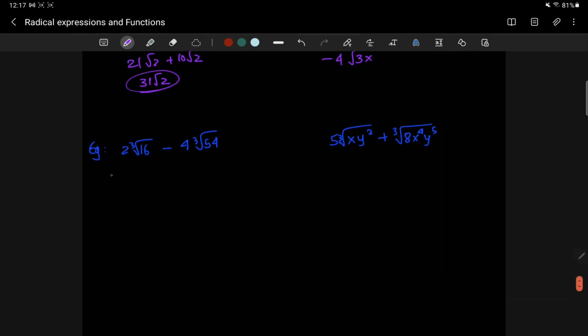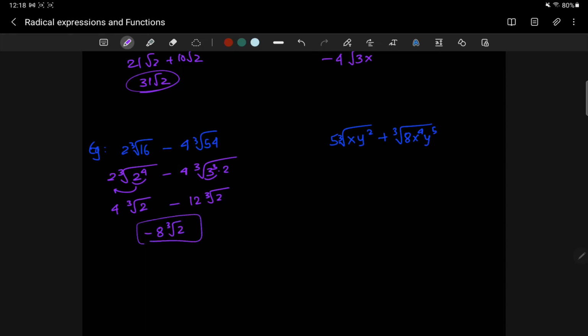Now here we have 2 cube root of 16, and 16 is 2 to the power 4. Cube root of 54 is 3 cubed times 2, which is 27 times 2. Now from 4 copies of 2, I can pull out 1 copy. So 2 times 2 is 4, and I'm left with one 2 inside the cube root. 3 copies of 3, I pull out a 3, so I'm left with one copy of 2 in the cube root. Again, 4 minus 12 is negative 8 cube root of 2.